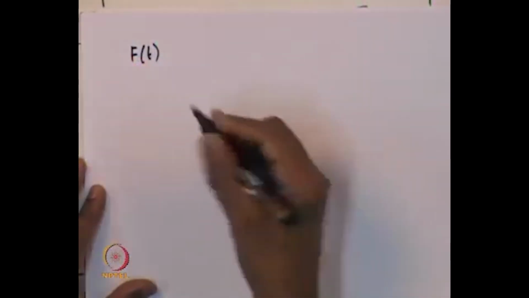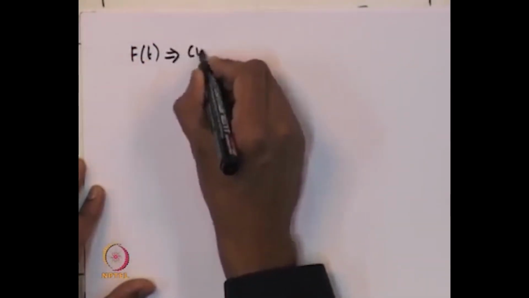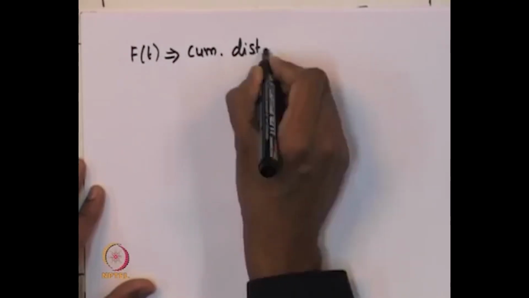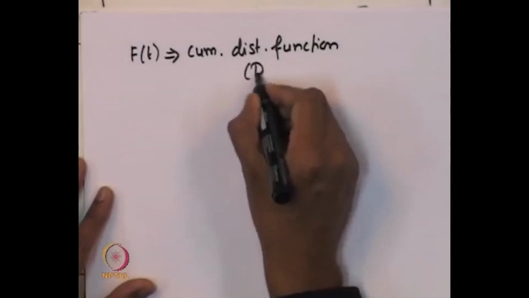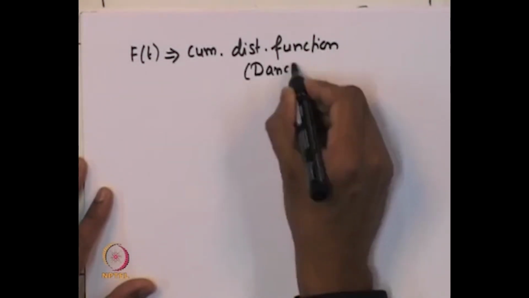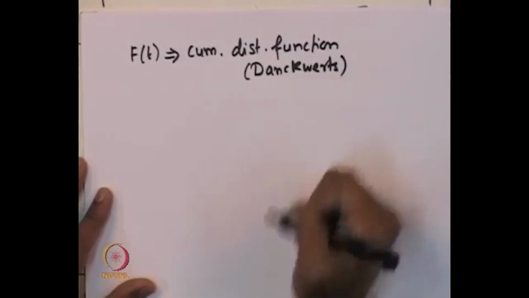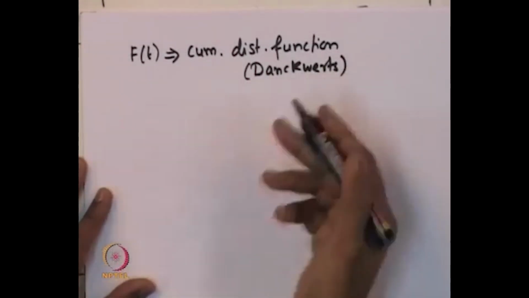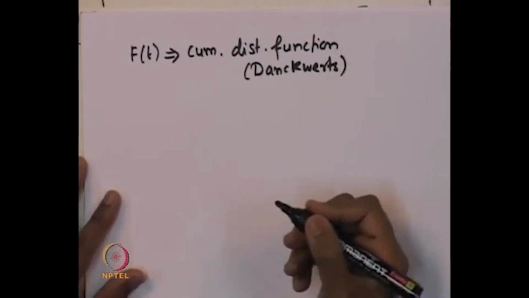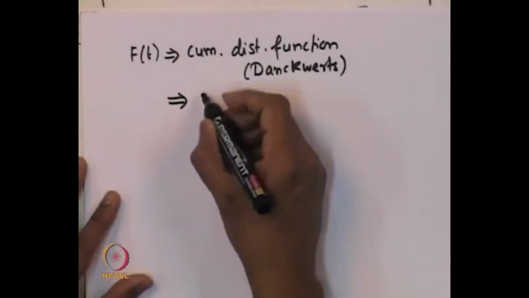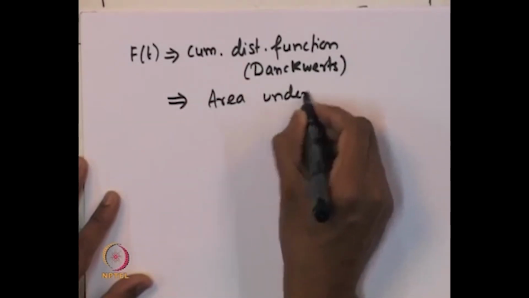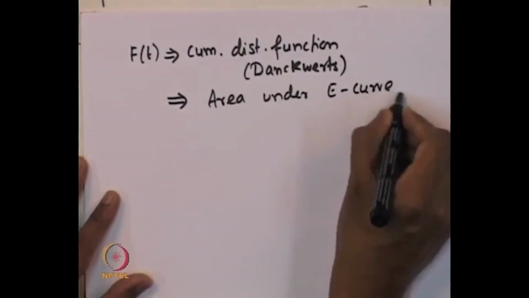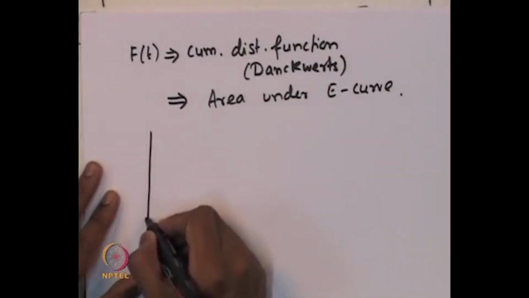F(t), as mentioned earlier, is nothing but a cumulative distribution function, and such a definition was given by Professor P. V. Danckwerts. Danckwerts was the one who came up with this name for F(t), and this is basically the area under the E curve. As we can read from the integral, it is the area under the E curve.